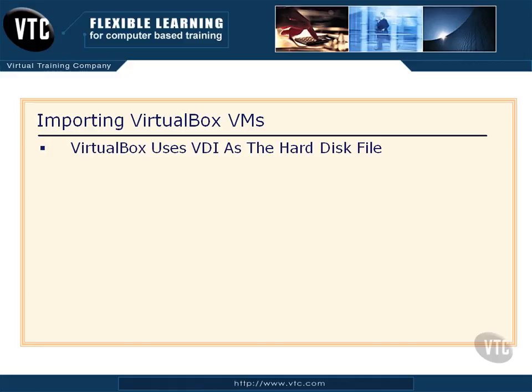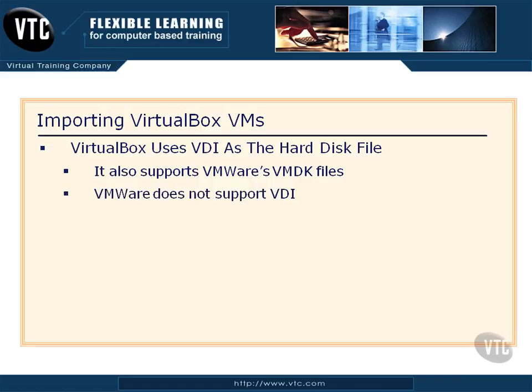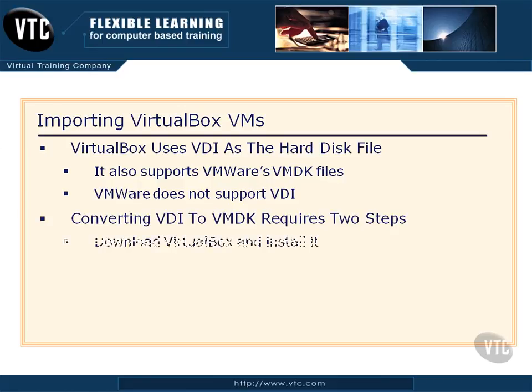Unfortunately, the VDI is not one of those. Now VirtualBox uses VDI as their hard disk file format, and here's the rub on this. VirtualBox also supports VMware's VMDK file. So if you have a VMDK from VMware, you can open that in VirtualBox. However, VMware does not support the VDI format. So if we've got a VDI virtual machine that we want to open in VMware, we have to convert it to VMDK.